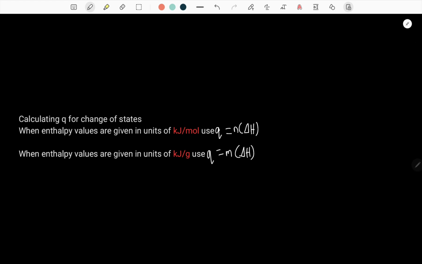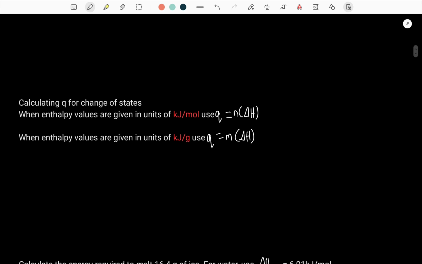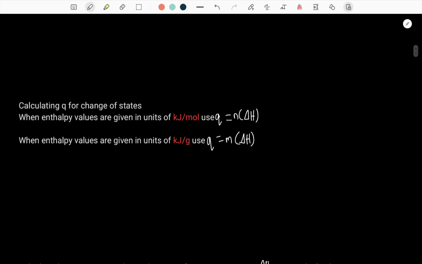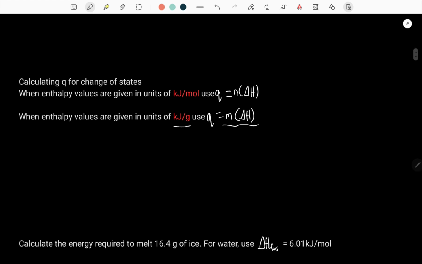So these are the formulas for calculating change of states for enthalpy values. When you are given the units of kJ per mole, you use Q, which is the energy, equals moles, number of moles, which is n, times delta H. And when you're given kJ divided by grams, then you use the grams instead of moles. Now let's see an example, and this will be more clear.